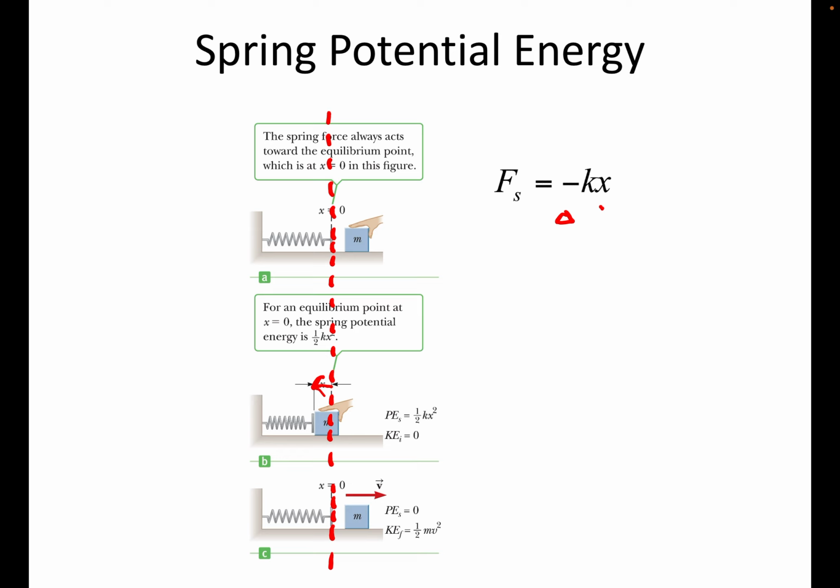So the spring force is not constant. It increases the more you stretch or compress the spring, and the spring force is always in the opposite direction of the displacement and is proportional to the magnitude of displacement through a constant k. We call it Hooke's constant. And this equation is Hooke's law.